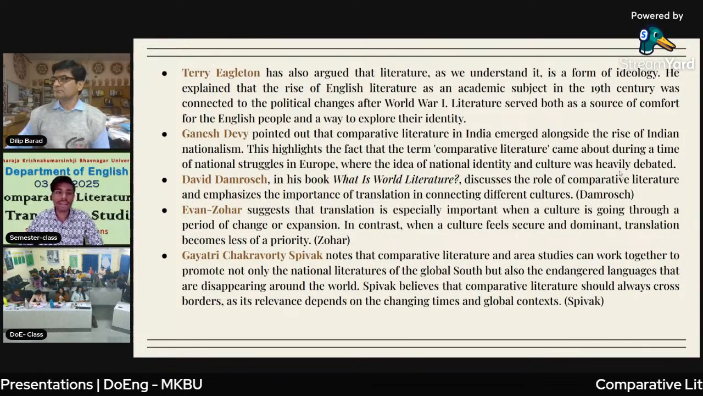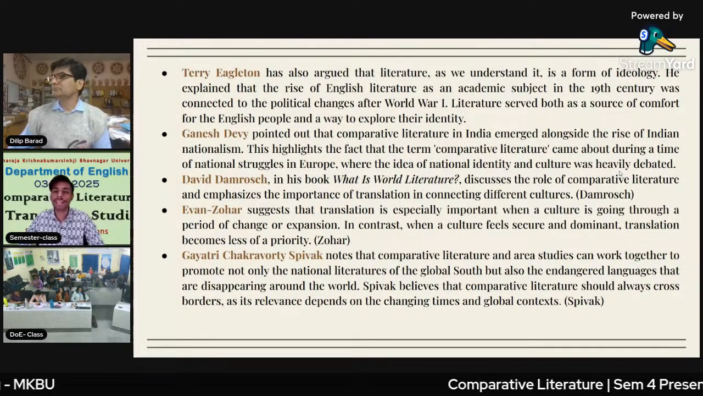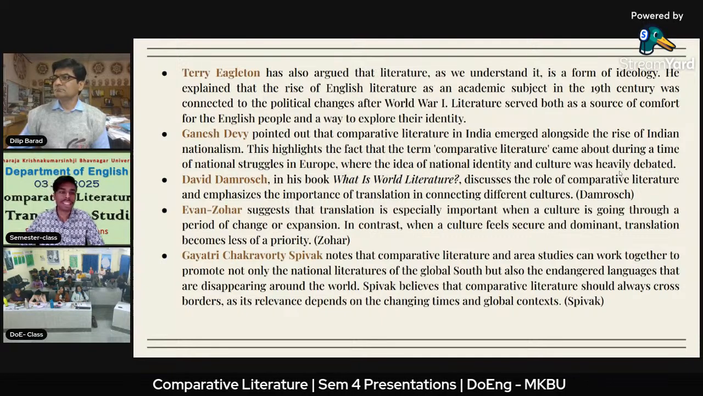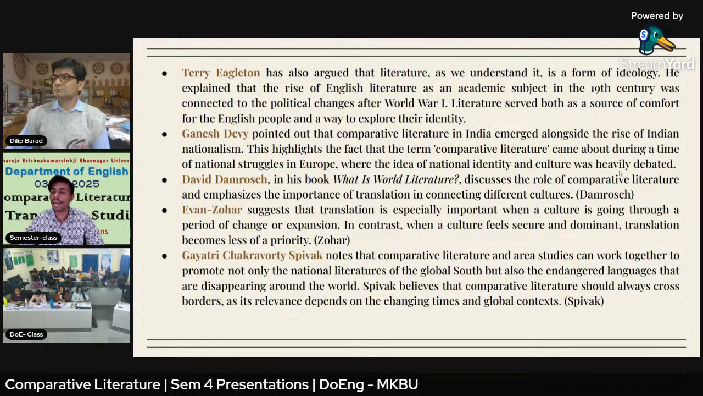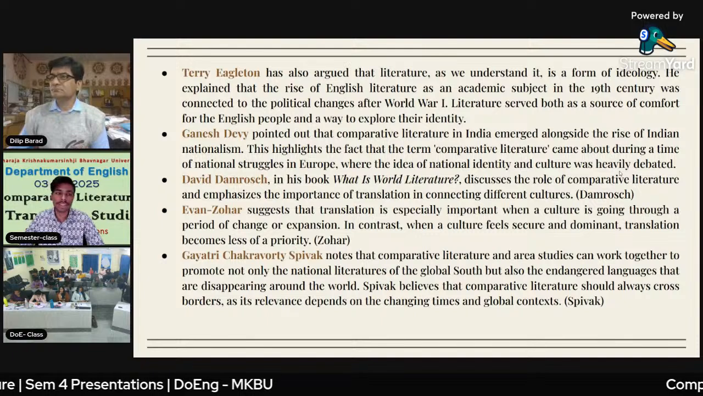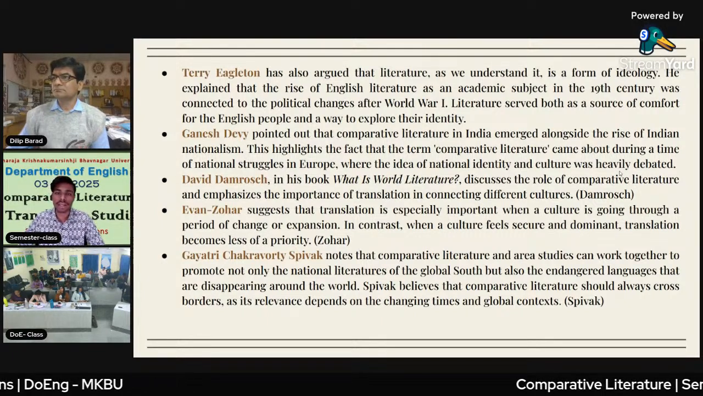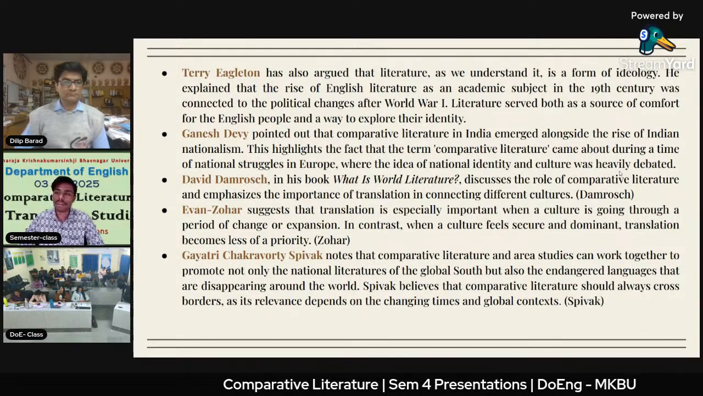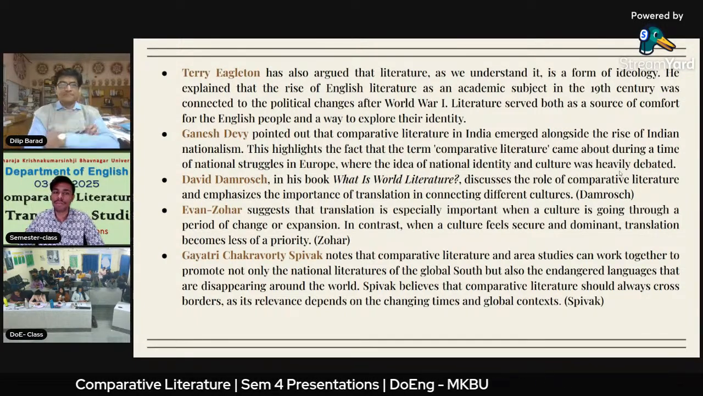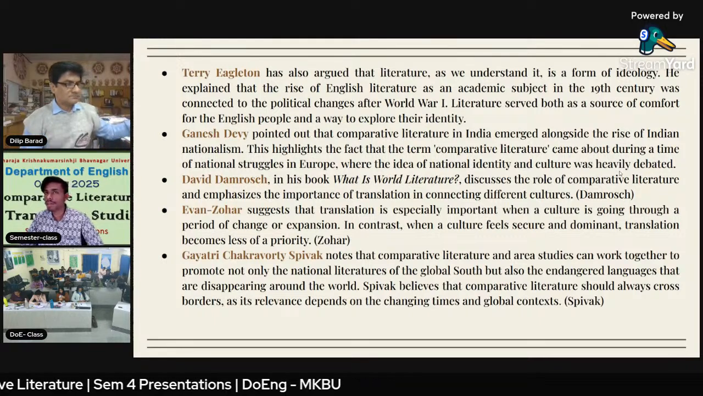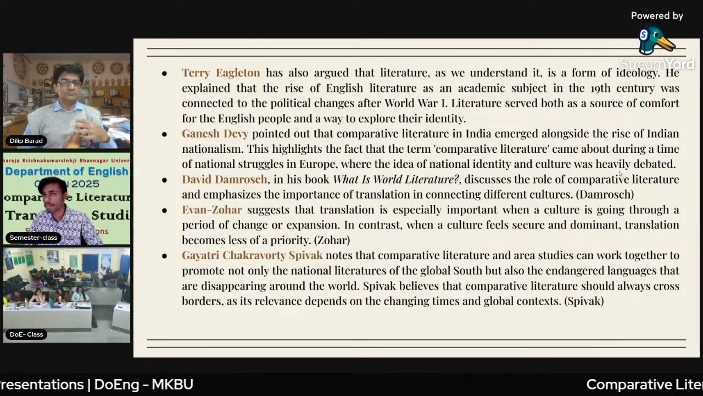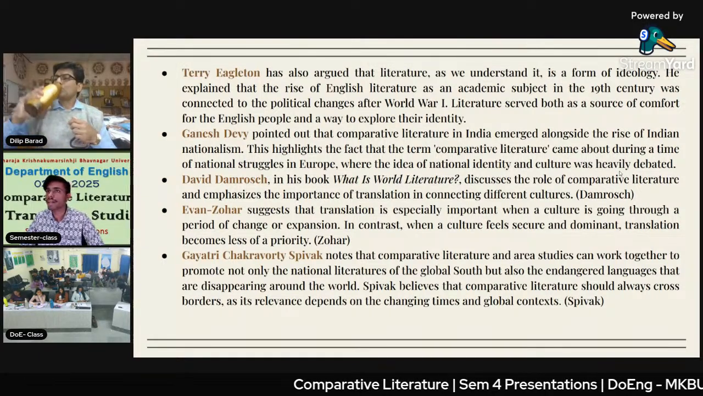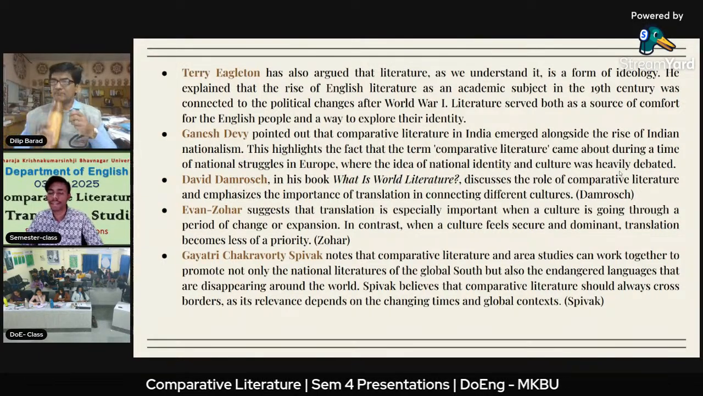First is Terry Eagleton, who argued that literature, as we understand it, is a form of ideology. He explained that the rise of English literature as an academic subject in the 19th century was connected to the political changes after World War I. Literature served both as a source of comfort for the English people and a way of exploring their identity. So we can find out about the European people, as I mentioned in the article, how their subject was defined in terms of their identity.